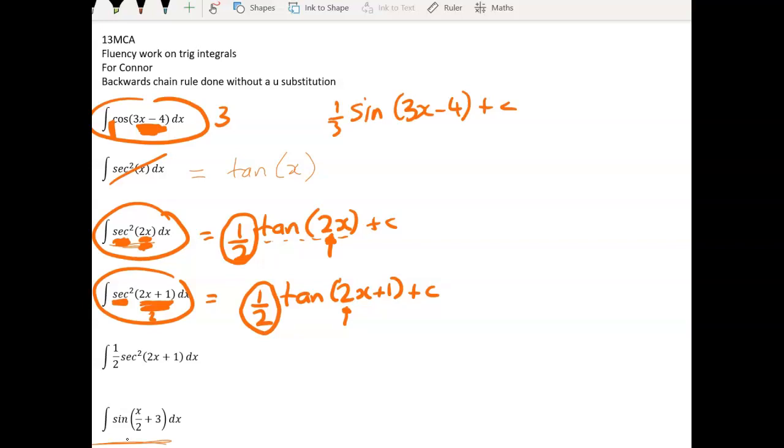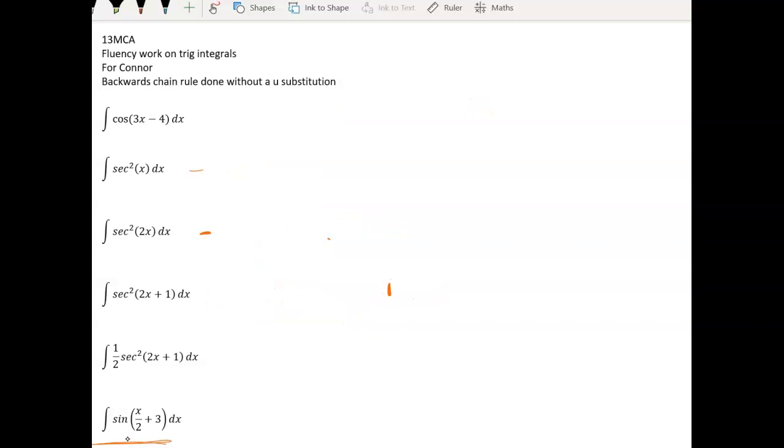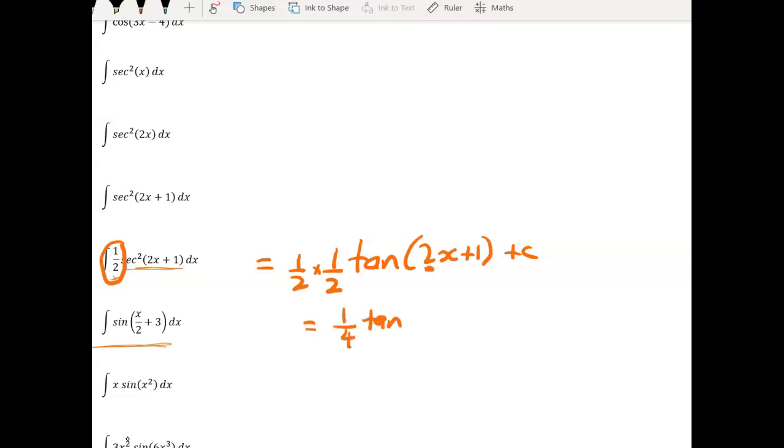Now I've started to crank them up a little bit, but once you've really got that idea, and you have to do quite a bit of work to make it completely fluent, you can spot slight variations in that pattern. For example, in this one here, I've got 1/2 times sec squared of 2x plus 1 dx. So that's going to integrate to give me tan of 2x plus 1 plus c. When I differentiate this, I'm going to have 2 here. I need to undo that 2 by 1/2, but I also need to multiply by the 1/2 that's in the question. So this one will be 1/4 tan of 2x plus 1 plus c.